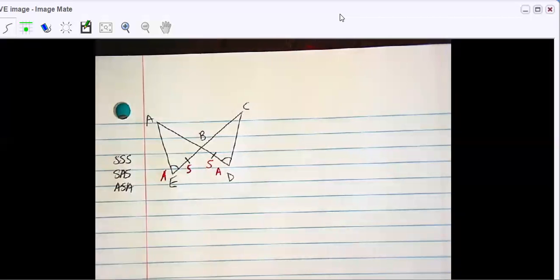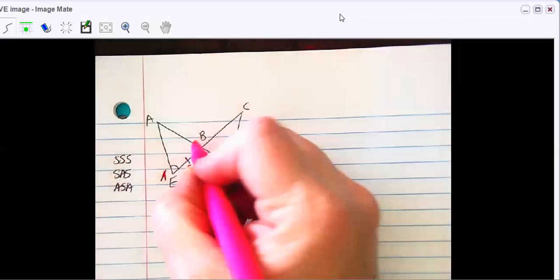Wait, what? What's that? I'm a little confused. Okay, I was just going to say, does it have a common side? No. Does it have vertical angles? Yes. Okay, so that's what we're going to mark. And then I write it down.